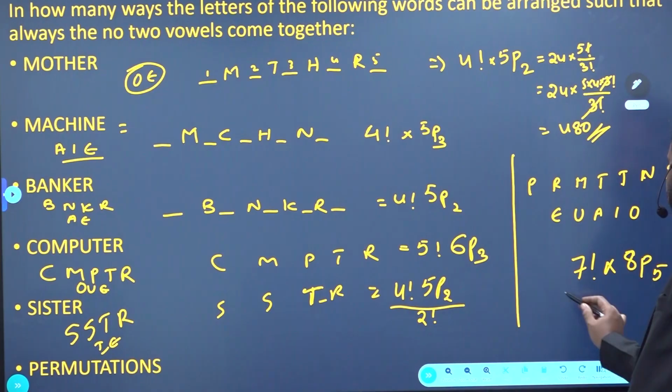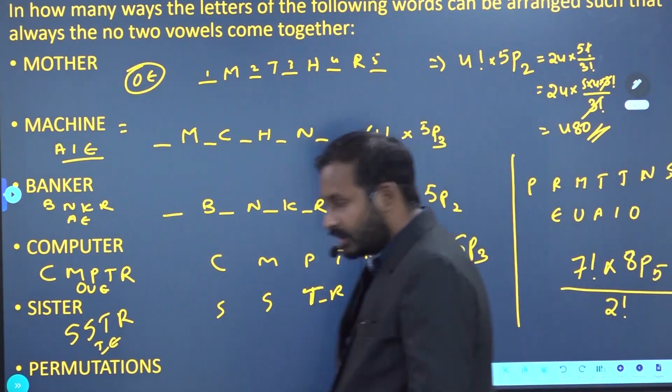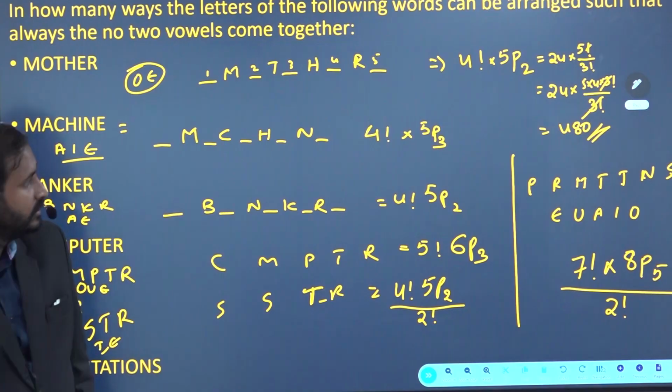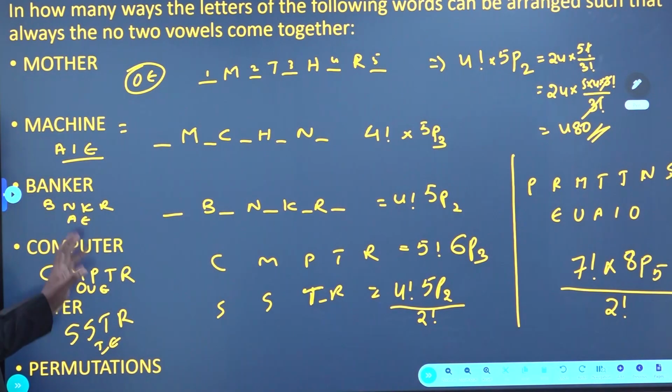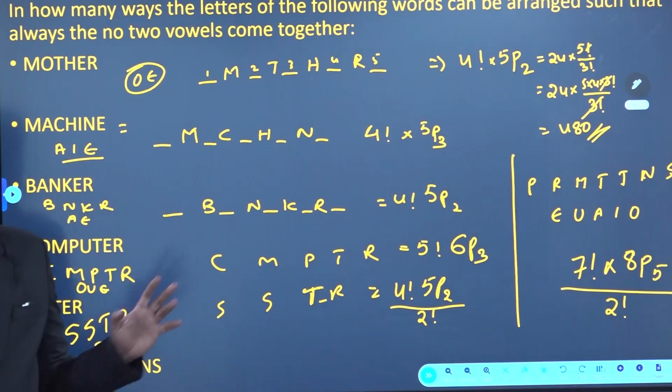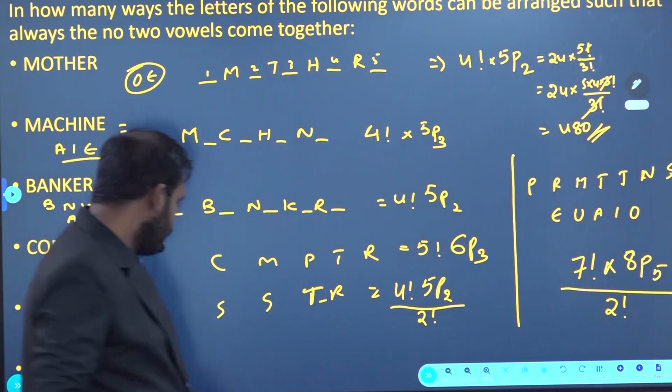So 8p5 by, here repetitions are there, right? Yes, we have repetitions. T was there 2 times, so 2 factorial. I hope you understood this one. No 2 vowels come together means this is the case. This is the case of no 2 vowels coming together. Okay? Right. We will see our next case.